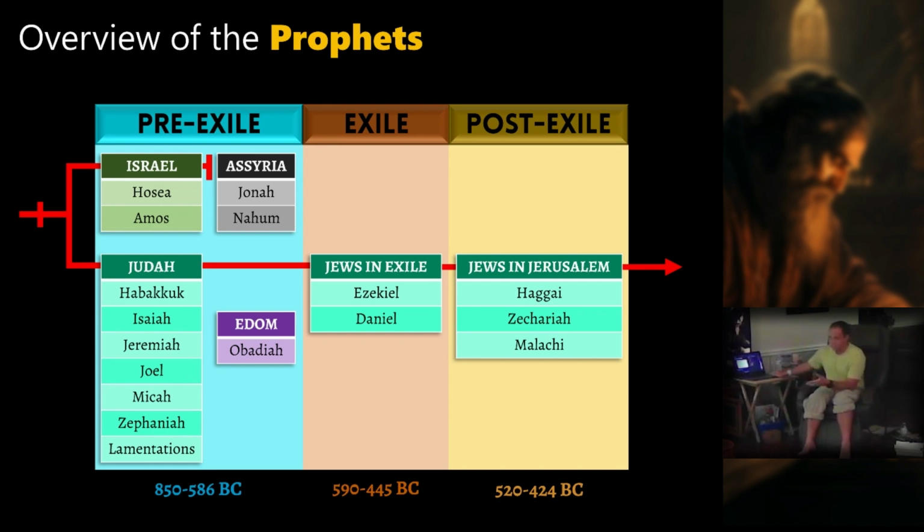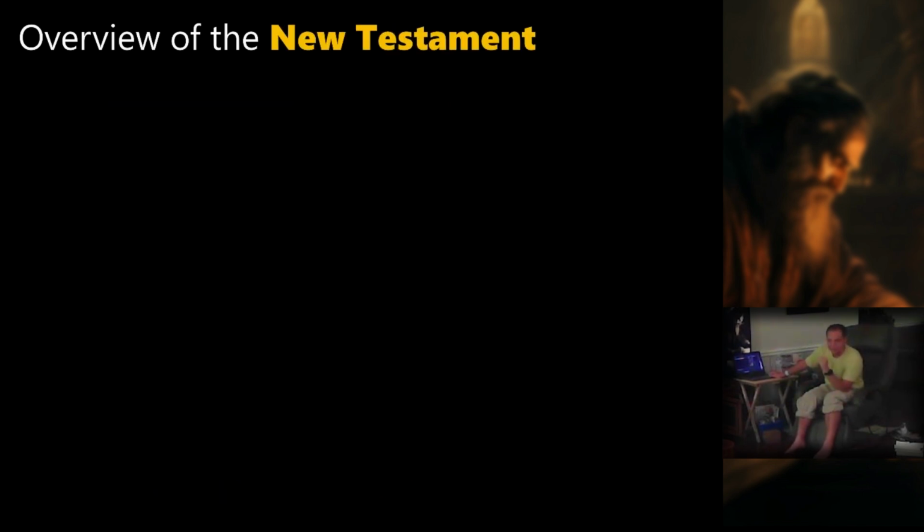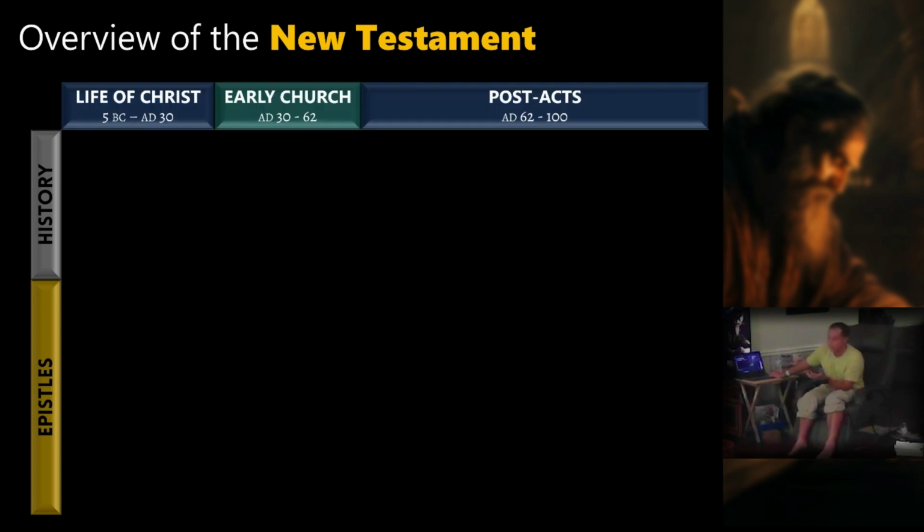When it comes to the New Testament, you can kind of do the same thing, because I mentioned how there were those 5 historical books at the very beginning. You had Matthew, Mark, Luke, John, and Acts, and then some of the epistles fit into those as well, right? And so on the left side, you can have the books of history, and then you have the epistles, right? And then along the top, you can separate basically the entire New Testament into 3 categories, right? You have the life of Christ, you have the early church, and then you have the early church post-Acts, right?